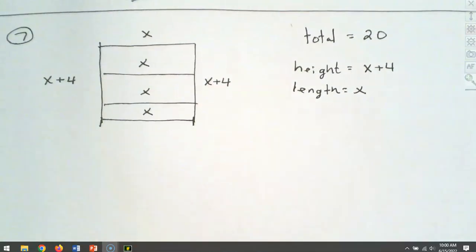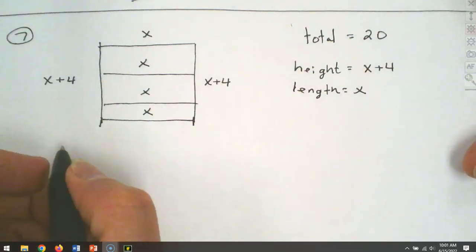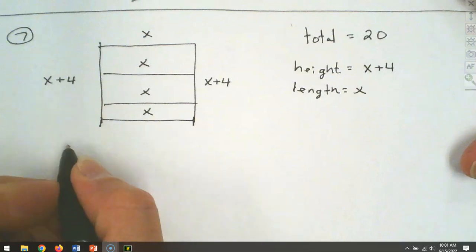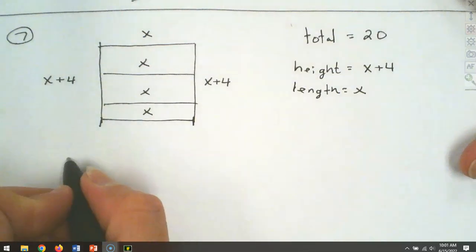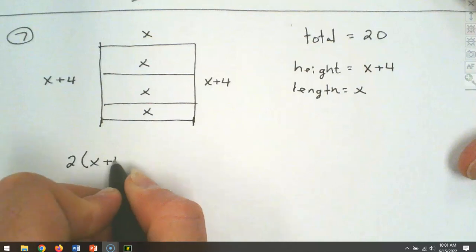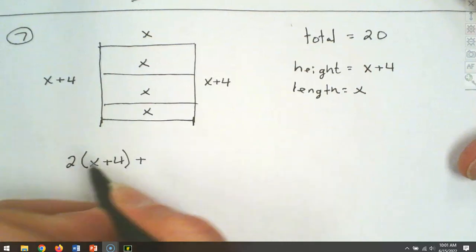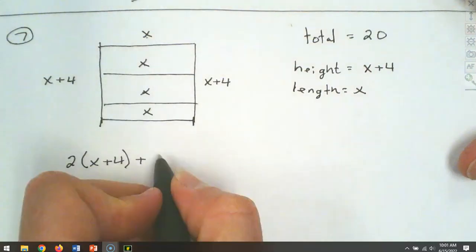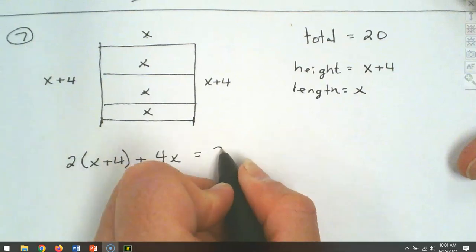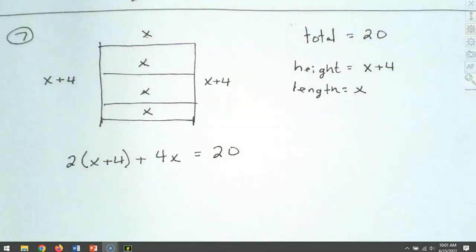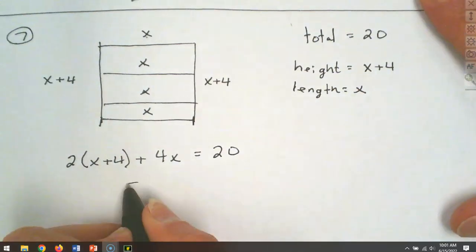Now, we know it has to sum up to be what? 20. So if we sum these all up, it has to equal 20. If I sum them all up, I have 2 times x plus 4, right? And then we've got 1, 2, 3, 4 of those, so that's 4x. And that's going to equal 20, because that's all 4 of the shelves put together plus the 2 side pieces. And you can finish it from here.